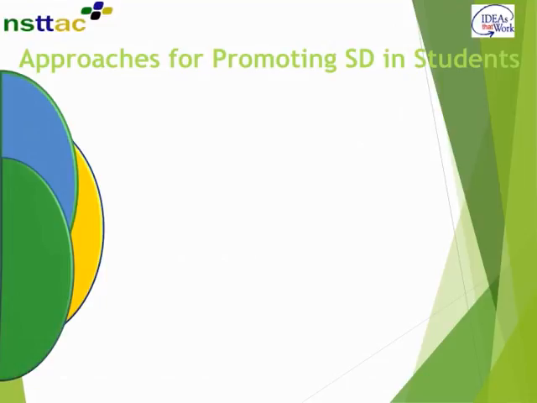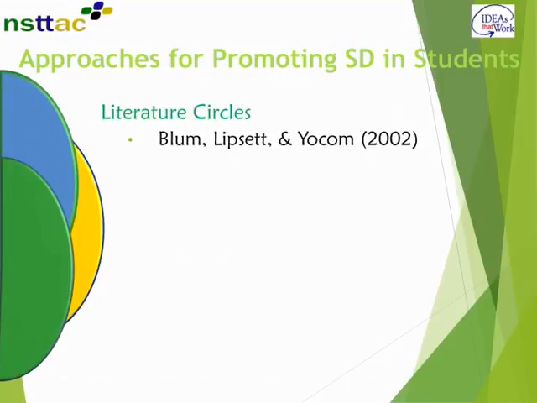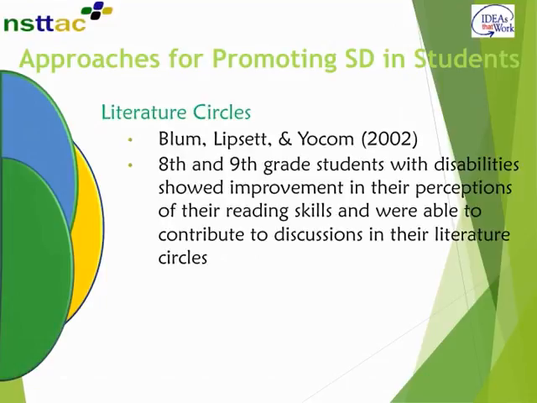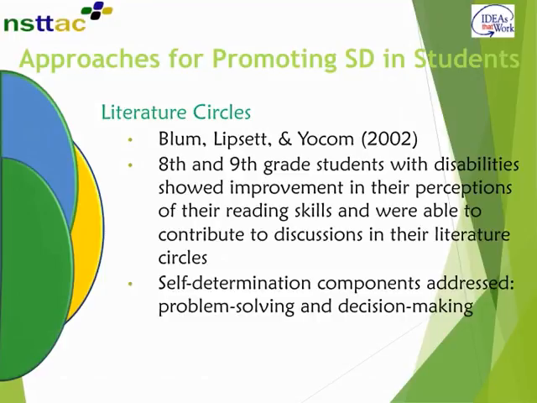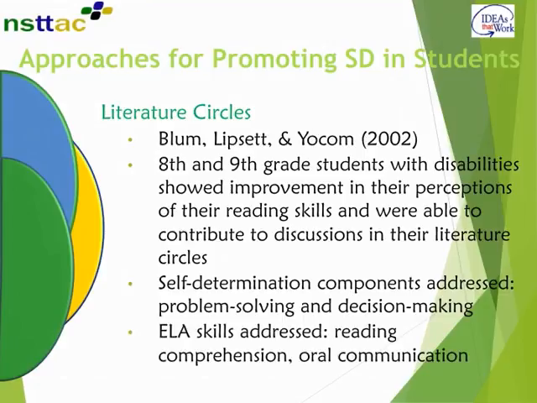A study was conducted using literature circles with 8th and 9th grade students with disabilities. These students showed improvement in their perception of their reading skills and were able to contribute to discussions in their literature circles. Problem solving and decision making were the self-determination components addressed in this study. Additionally, reading comprehension and oral communication were English language arts skills that were addressed.